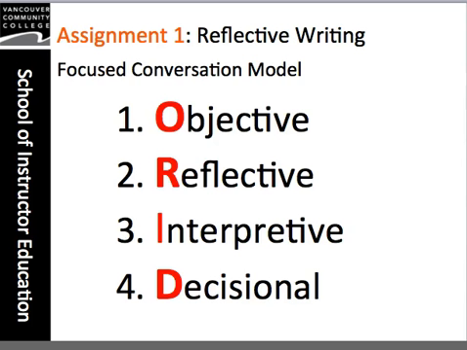What will you be doing because of this? So when we take a look at it, the 4 parts of the model are: O is for objective, 2 is reflective, 3 interpretive, 4 decisional. Sometimes people will just remember it by saying the ORID, but its roots belong in the focused conversation model. Now, this does not need to be long and protracted, though you could write 20, 30 pages. But in reality, for assignment number 1, 2 pages is more than enough.